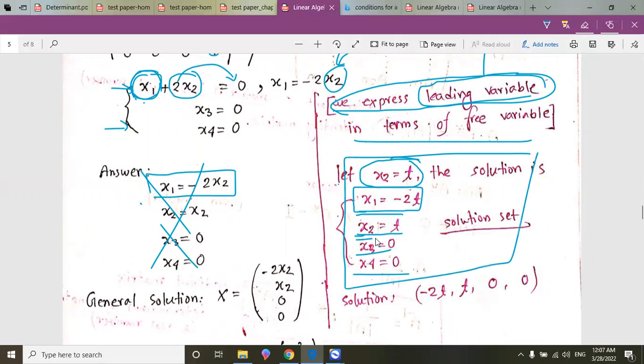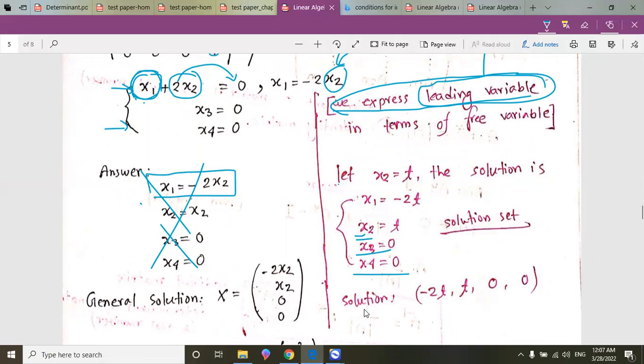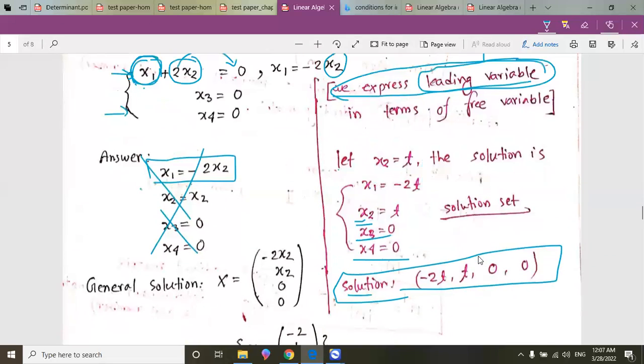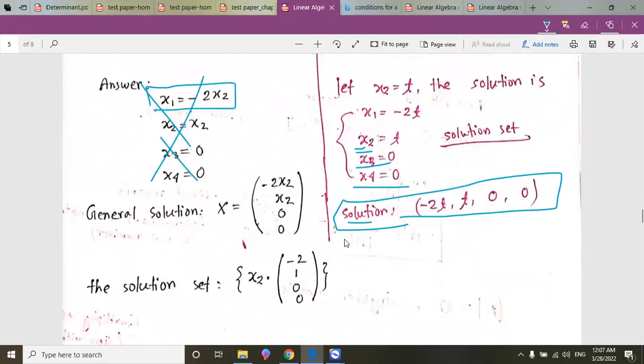And then you can also write them in the matrix form. You can also write them in this form, okay, like this way.